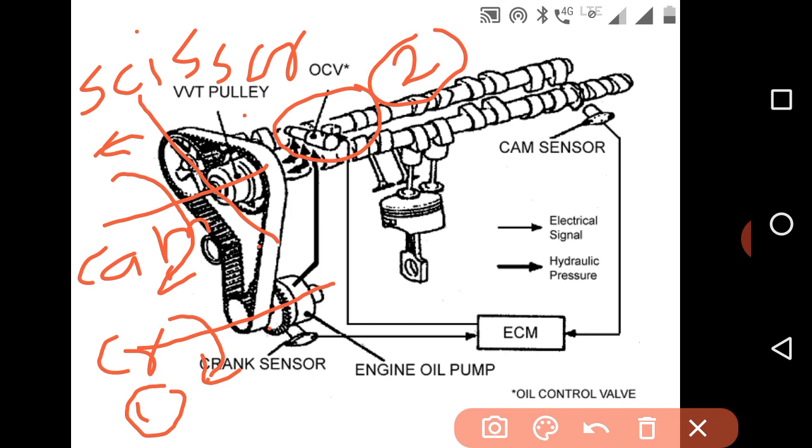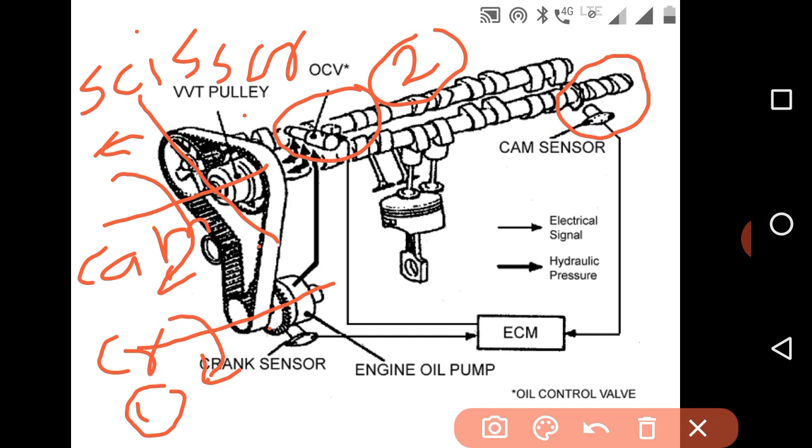We can retard the camshaft speed, and that is required at lower speed, at starting of the engine. So what will happen when we are starting the engine? The engine control unit will sense the position of the camshaft with the help of the cam sensor.